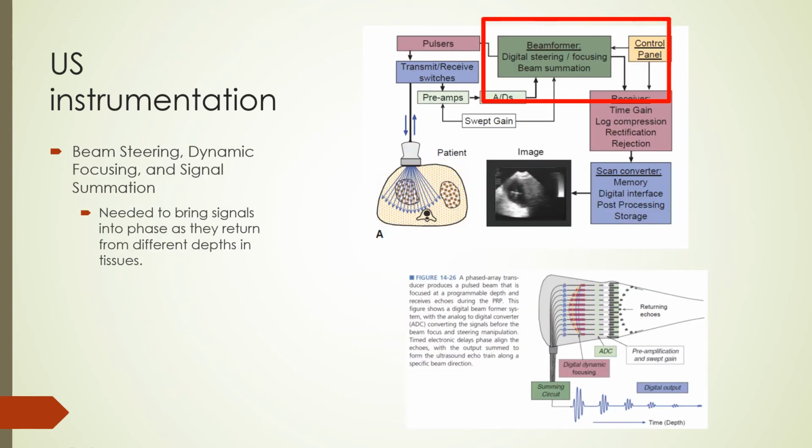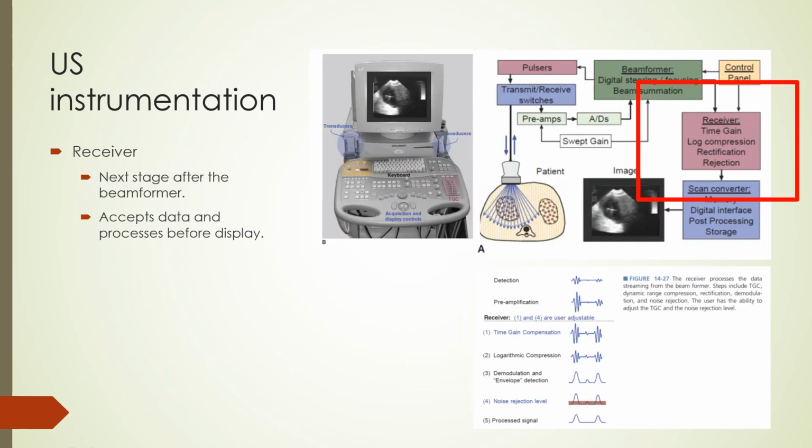After the returning echoes have gone through the analog to digital converter system, they are sent to the beamformer block as shown on this slide. Digital processing algorithms are used to focus and realign the returning signals to bring them into phase before the output is summed and sent to the next processing stage, the receiver. The bottom image shows a transducer with the preamplifiers, the ADC, beamformer stage all incorporated into a single head. After returning echoes are focused, rephased, and summed, they are sent to the receiver.